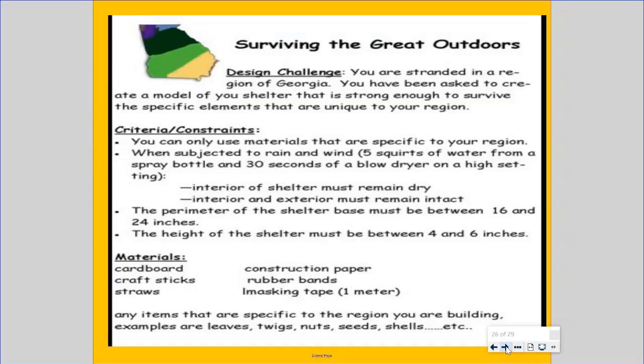So this is just an example of a design challenge for third grade. They are habitats and Georgia regions. That's one of their standards. And so their design is they're stranded in a region of Georgia. They've been asked to create a model of a shelter that is strong enough to survive the specific elements that are unique to their region. Again, we're trying to bring in real world scenarios with their grade level standards.